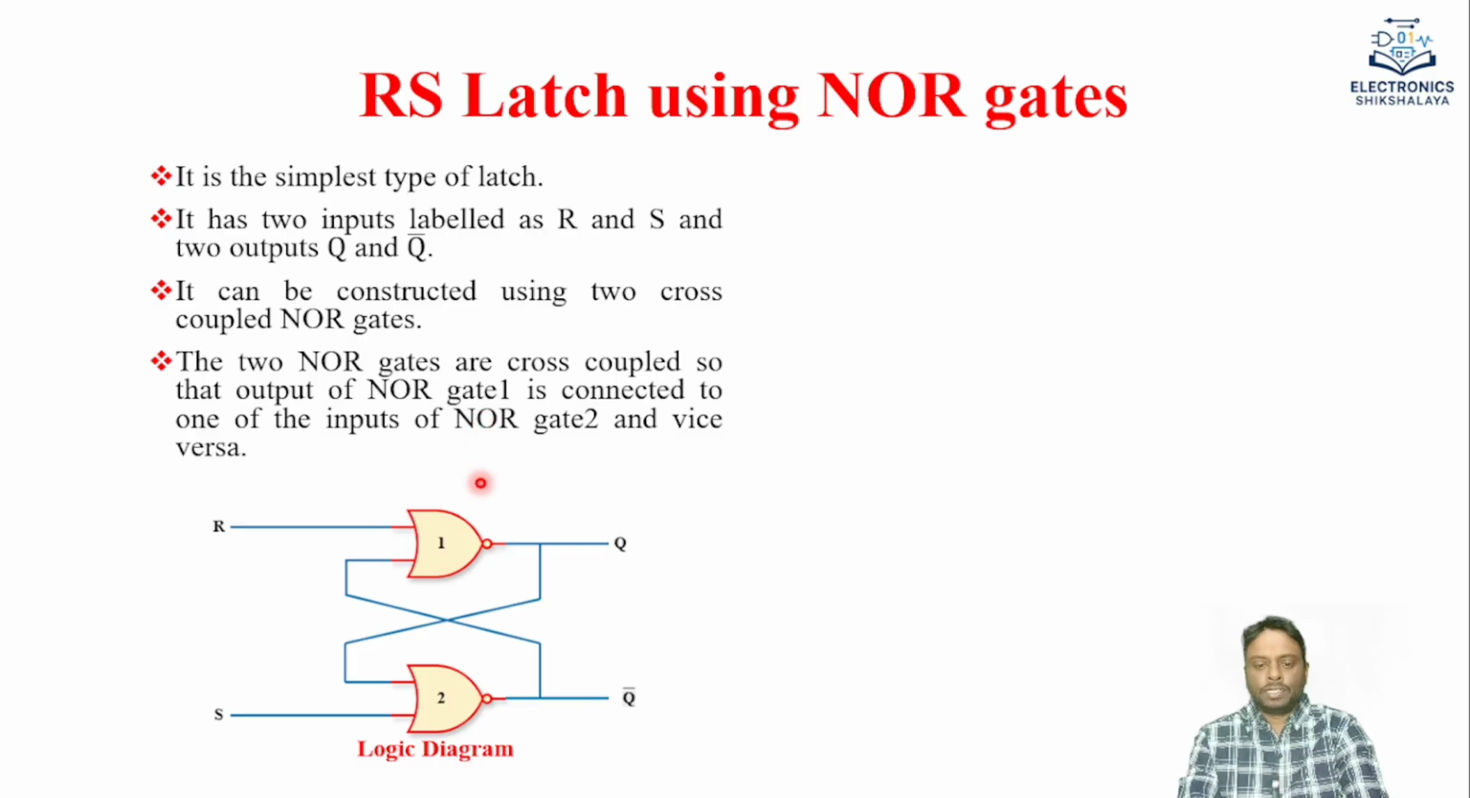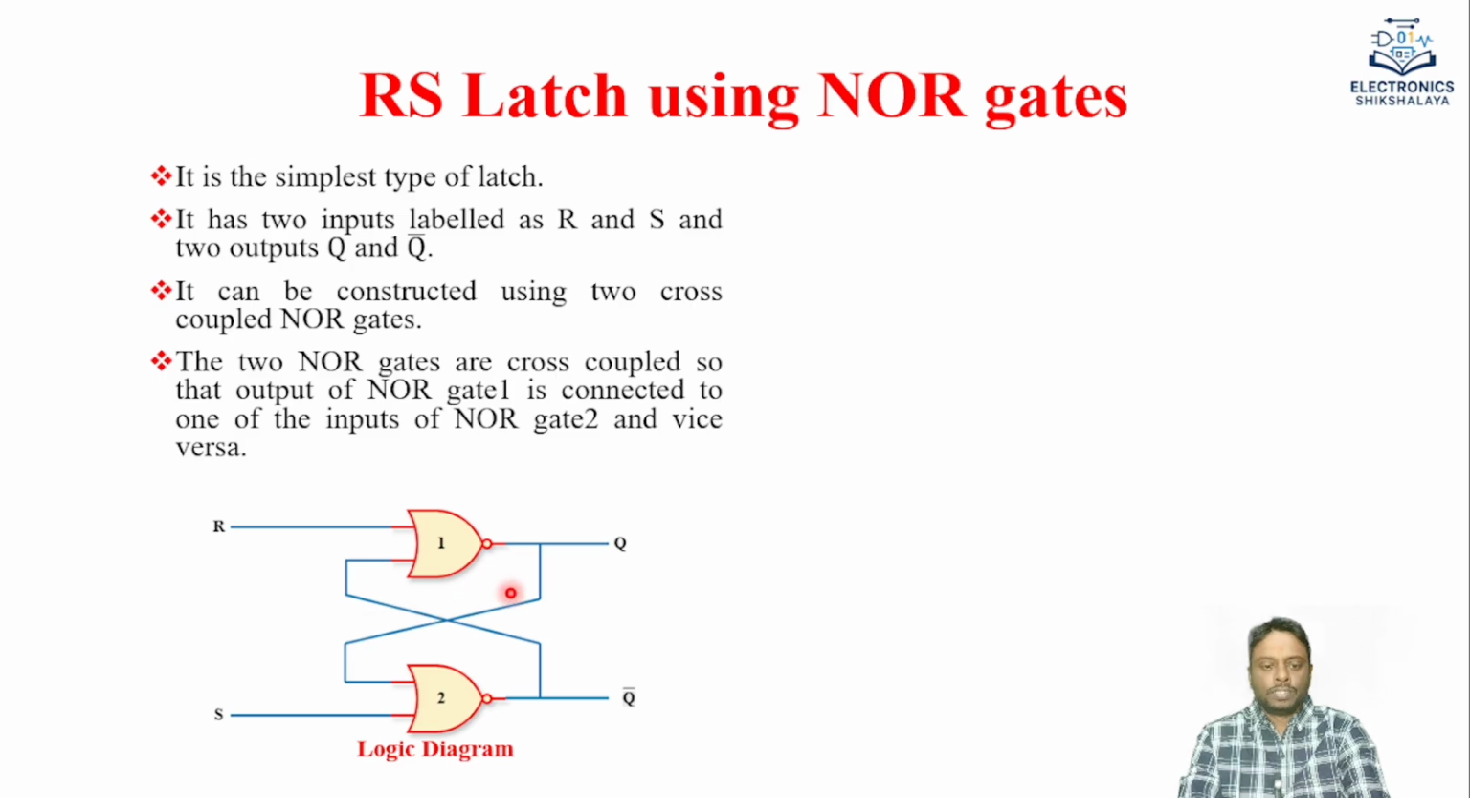Let us see the logic diagram. You can see there are two NOR gates, NOR gate number 1 and NOR gate number 2. The output of NOR gate number 1 is connected to the input of NOR gate number 2. Similarly, the output of NOR gate number 2 is connected to the input of NOR gate number 1. This is the cross coupled operation. It is helpful in locking or latching the information, which is why we have this type of connection. It is also known as a feedback arrangement.